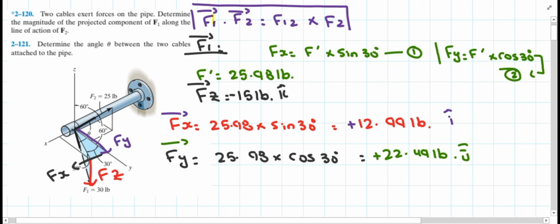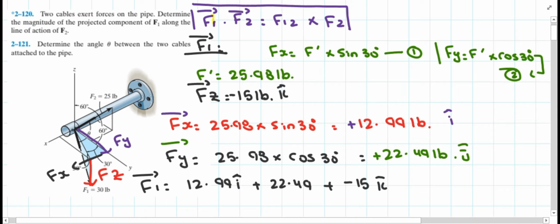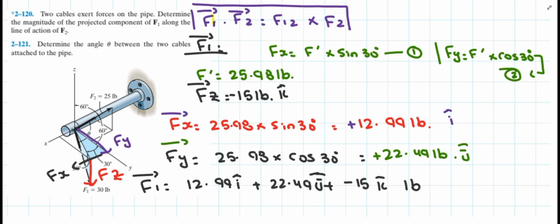Now, this is the vectorial form of the force F1. The vectorial form of force F1 can also be written as F1 vector, which is equal to the value of Fx, it is nothing but 12.999 i cap. The value of Fy is 22.49 j cap. And the value of Fz is negative 15 k cap pounds. Now, this is for force F1.